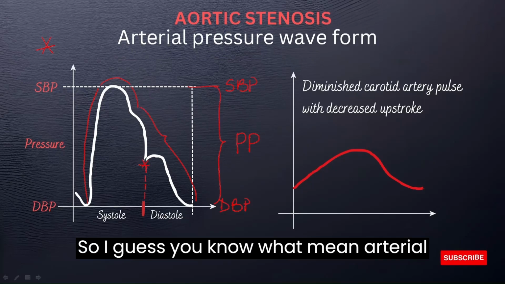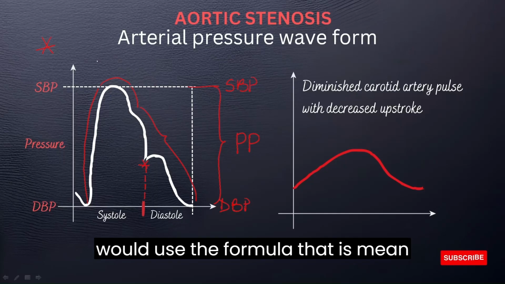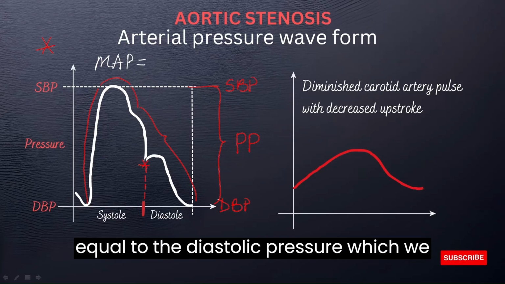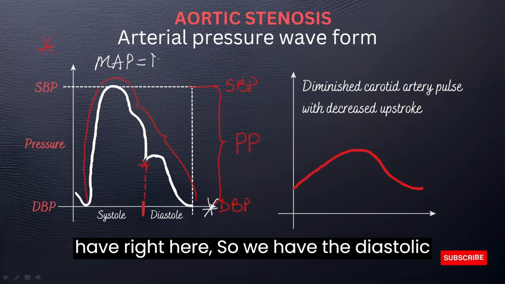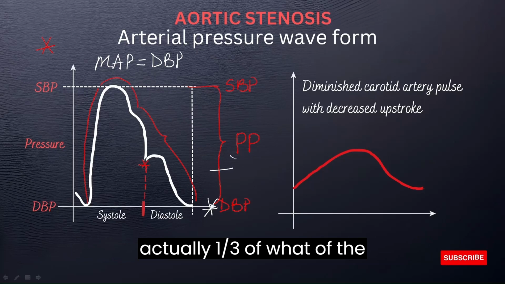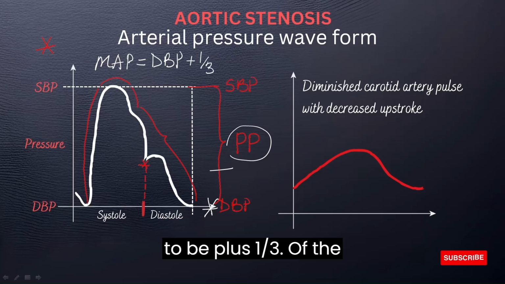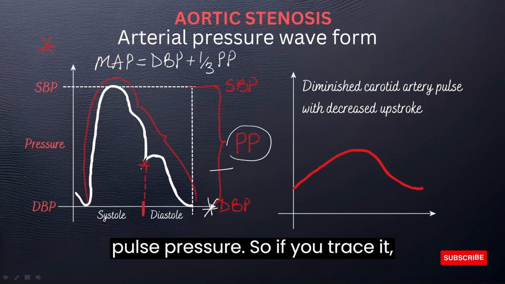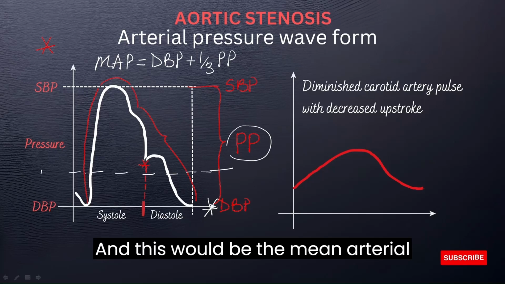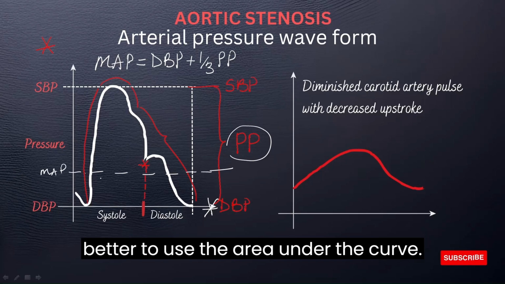So I guess you know what mean arterial pressure is, and most textbooks would use the formula that mean arterial pressure is equal to the diastolic pressure, which we have right here. So we have diastolic blood pressure plus actually 1/3 of what? Of the pulse pressure. Okay, and so that's going to be plus 1/3 of the pulse pressure. So if you trace it, that's going to be somewhere here. And this will be the mean arterial pressure. All right, but it is better to use the area under the curve.